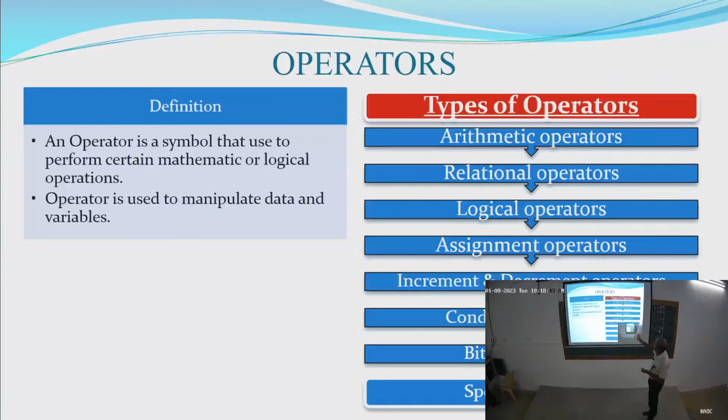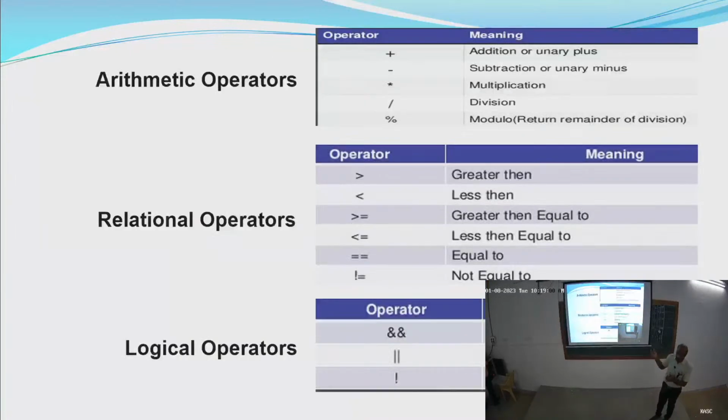And these are all the types of operators: arithmetic operators, relational operators, logical operators, assignment operators, increment and decrement operators, conditional operators, bitwise operators, and special operators. So what are the operators available in C? Arithmetic, logical, relational, increment, decrement operators, like that. Okay.